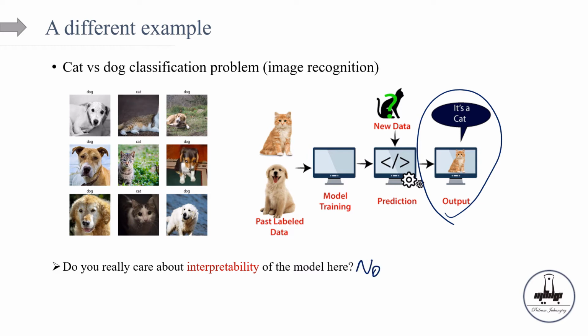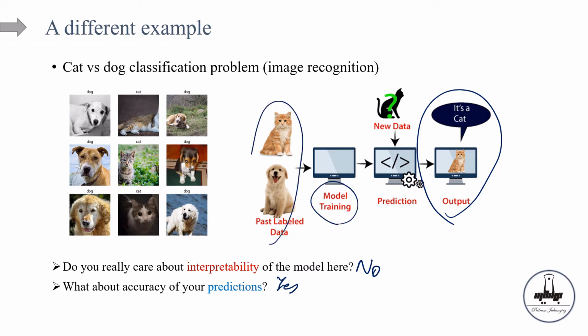Another question I want you to think about is, what about the accuracy of your prediction? The answer is absolutely yes. At the end of the day, you want to come up with a model that, if you give it some information, will eventually be able to tell you if it is a dog or cat. So for example, if you pass the model this picture, it had better tell you that the answer is dog. If you give it this picture, the answer is dog, and so on. This picture, the answer is cat. So you care about the predictability of this model a lot versus interpretability.